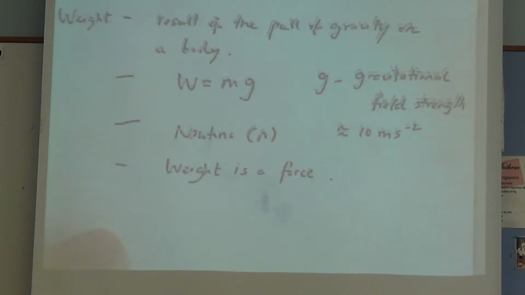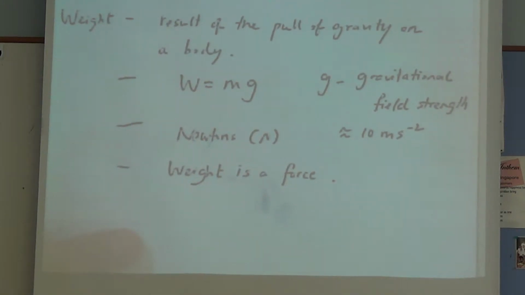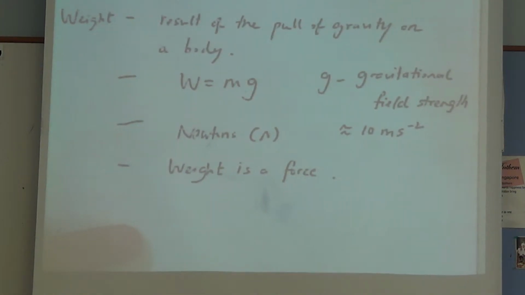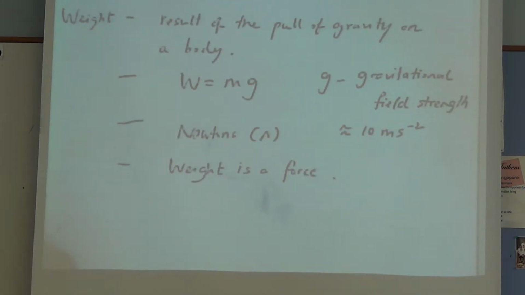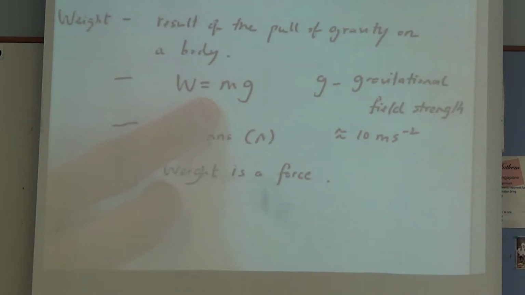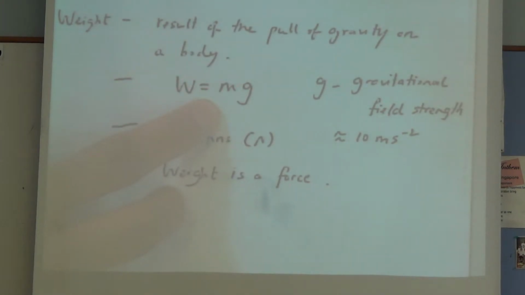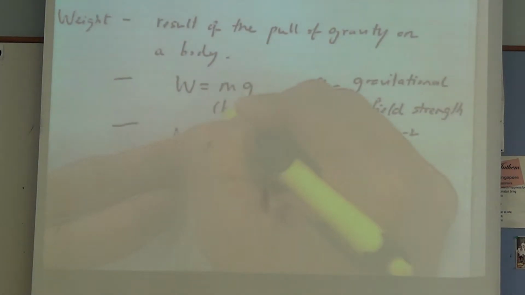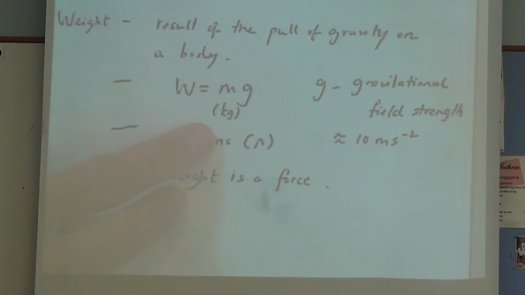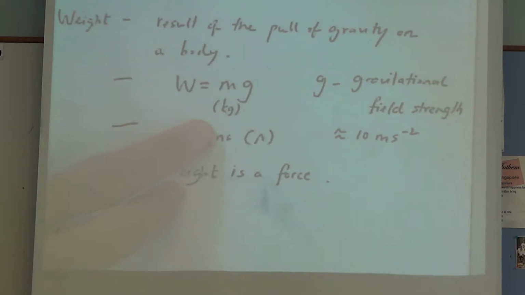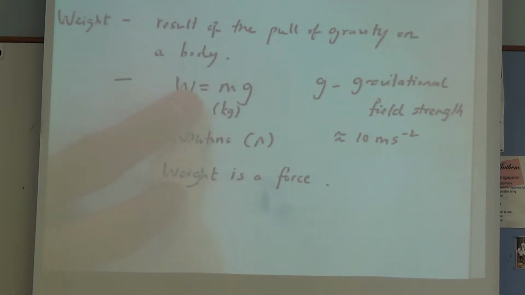Alright, so actually that's about it. W is mg. Now when you use this formula, please be careful. Your mass must be in what units? Kilograms. Alright, it must be in kilograms. You cannot use this formula with mass being in grams. No, not possible. Right?